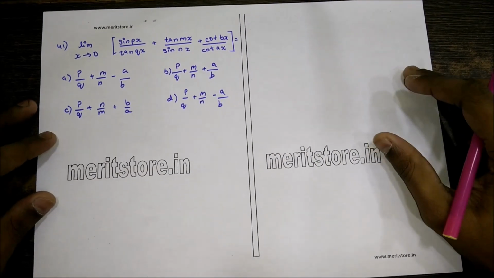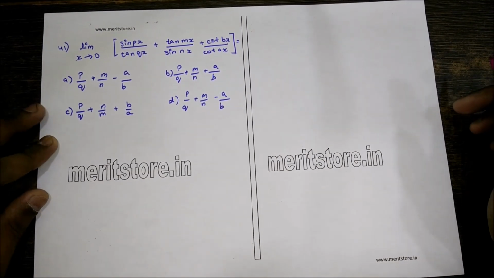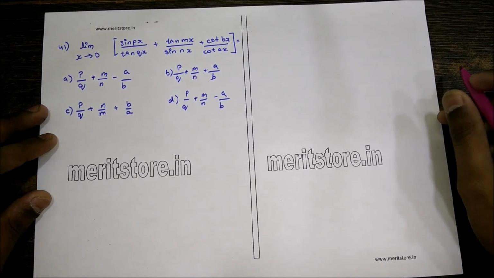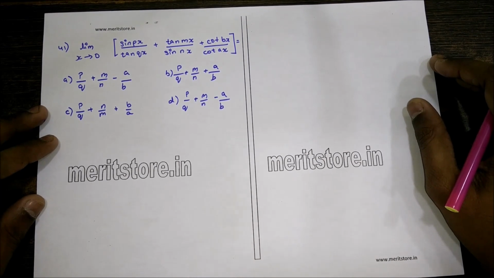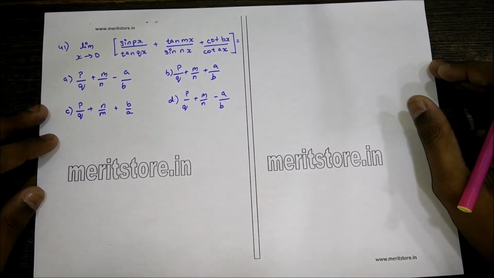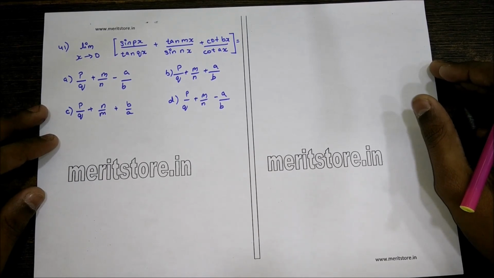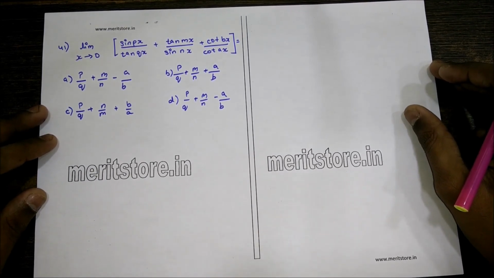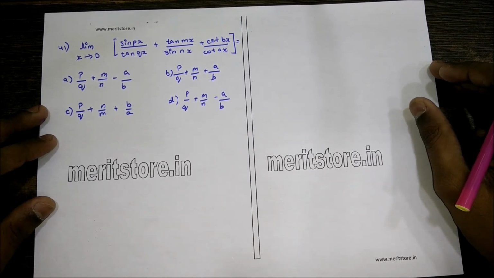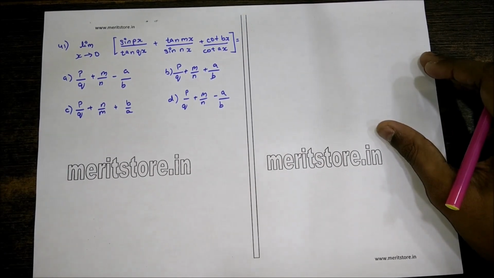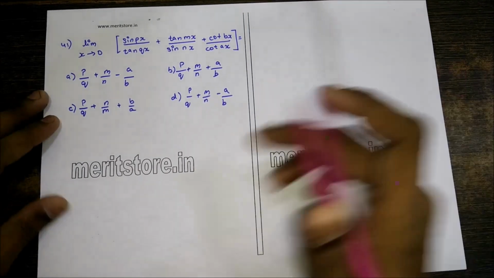Limit of x tends to 0, sin px by tan qx plus tan mx by sin nx plus cot bx by cot ax equals option A p by q plus m by n minus a by b, b p by q plus m by n plus a by b, c p by q plus n by m plus b by a, or d p by q plus m by n minus a by b.